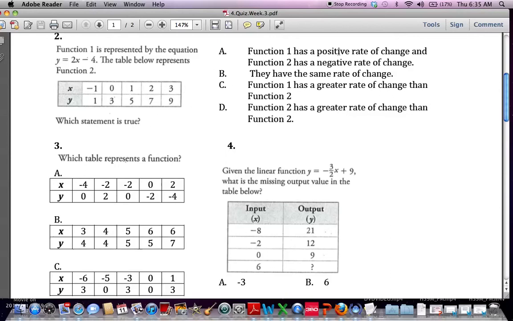Function 1 has a positive rate of change, and function 2 has a negative rate of change. They have the same rate of change. Function 1 has a greater rate of change than function 2. Function 2 has a greater rate of change than function 2.